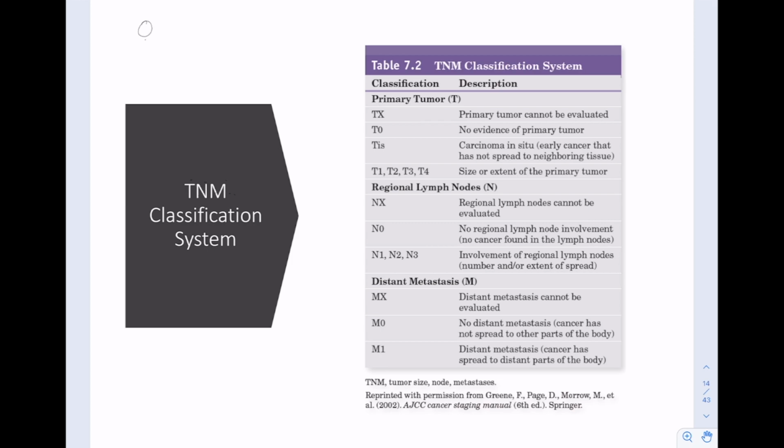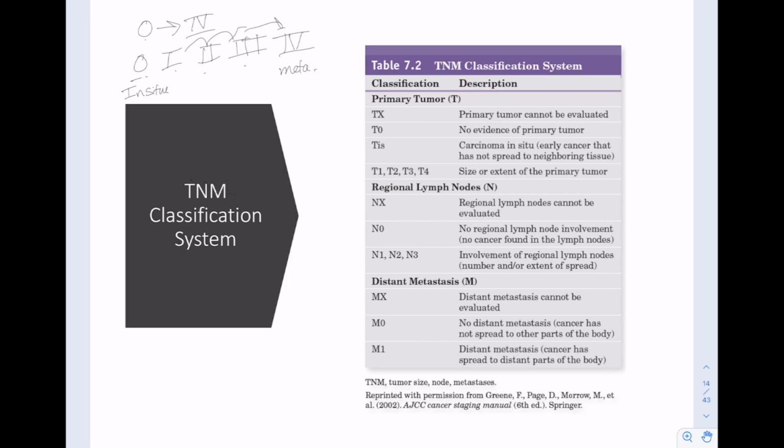The staging system starts at 0 and goes to 4, and it's usually in Roman numerals. So 0, 1, 2, 3, and 4. With 0, this is similar to our in situ. Stuff is present, but it hasn't left the initial location. Stage 1, it's starting to branch out, and with each one of these, we get progressively larger as well. Stage 2 and 3, we're progressing, we're invading additional tissues. Stage 4, we've actually metastasized, and that's now in a new location. A distant location, sorry, better term there.